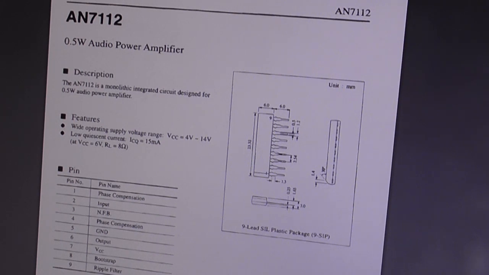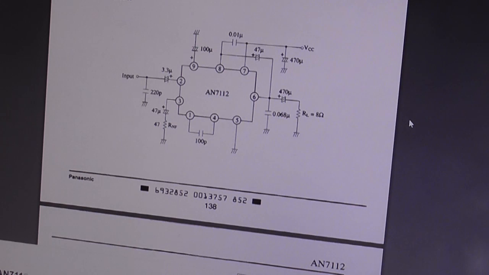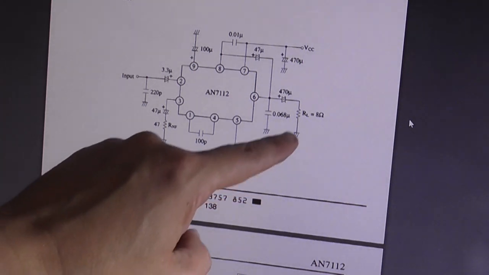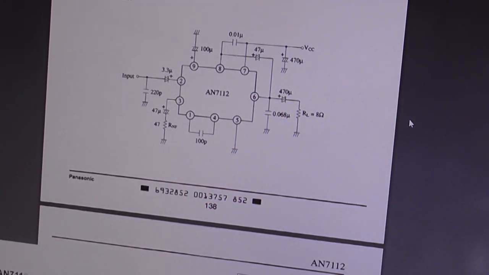It has a wide operating supply voltage between 4 volt and 14 volt, low quiescent current of about 15 mA, that's at a VCC of 6 volt and a load impedance of 8 ohms. So it's a very basic monaural power amplifier. And there's their basic test circuit or implementation circuit. So this would be a half watt class A amplifier, judging by this 470 microfarad output capacitor here. So yeah, it's nowhere near the mythical 5 watt that they reckon it can output.